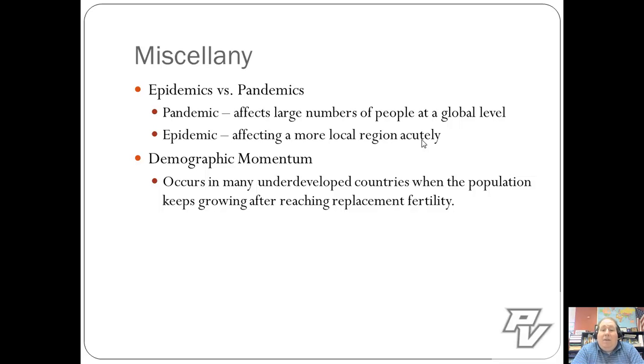Demographic momentum is going to occur in a lot of underdeveloped countries once the population keeps growing after reaching replacement fertility. So a country like India, even though they might eventually reach 2.1 for their total fertility rate, which is technically replacement rate, there's still too many people in the society. It's going to take a little while to slow it down. It's just like when you take your foot off the gas pedal of the car, it takes a little bit for it to slow down. So right now you have to wait for the momentum to slow itself down and bring it back down to a reasonable growth rate.